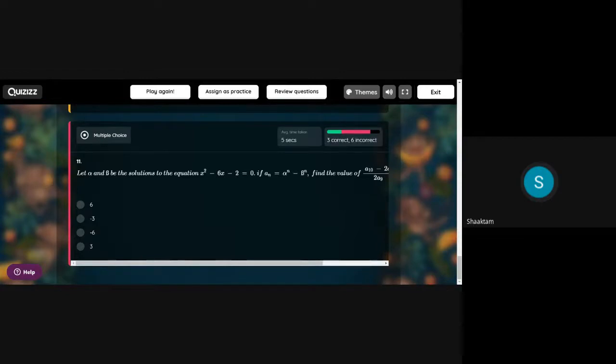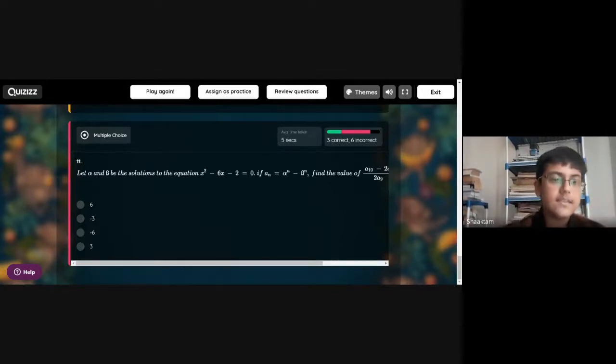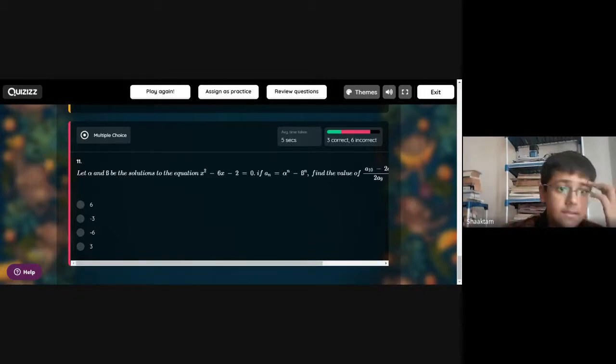Then you can raise each side to the power 4. Means you can make it alpha raised to 10 is equal to 6 alpha raised to 9 plus 2 alpha raised to 8. Basically, I'm multiplying each side with alpha raised to 8. So alpha raised to 10 is 6 alpha raised to 9 plus 2 alpha raised to 8. And similarly, beta raised to 10 is 6 beta raised to 9 plus 2 beta raised to 8.